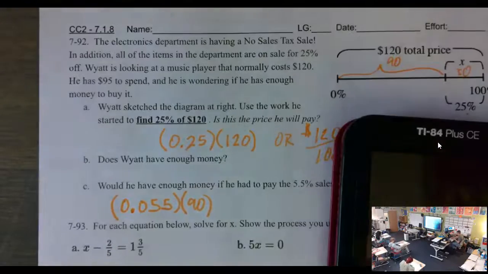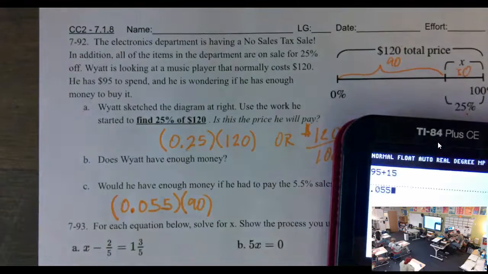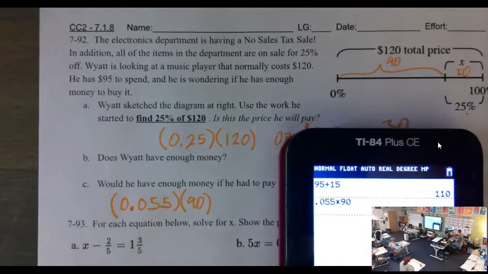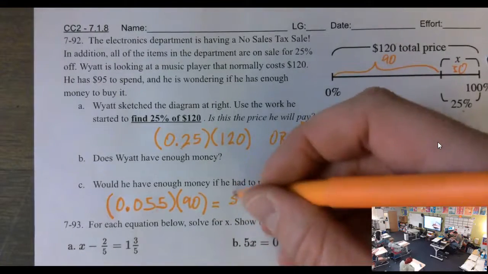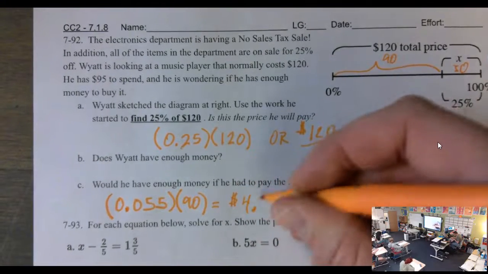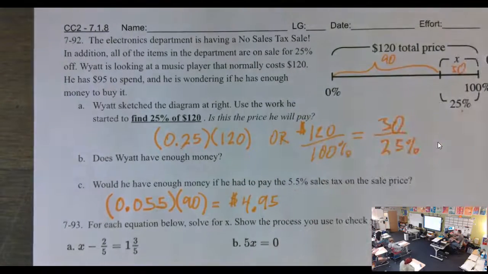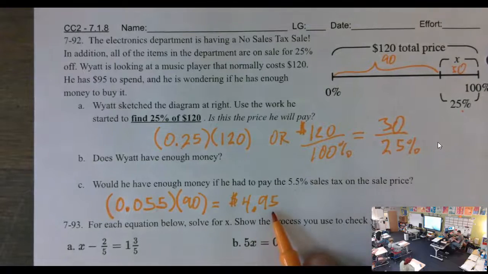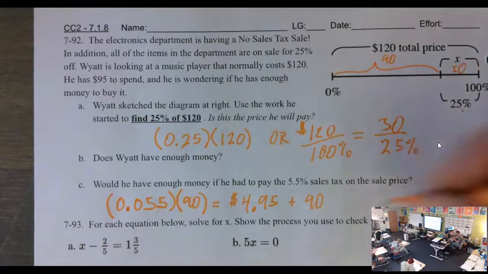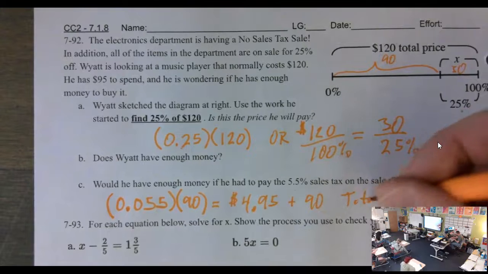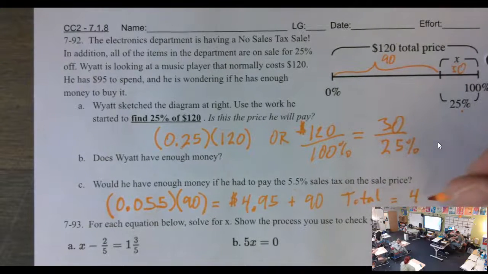Let's say they realize, oh wait, we need to charge you tax. So $4, ooh, $4.95. Would he still have enough money? Yep. Yeah, only by 5 cents though. So that's the extra tax that's going to be added onto his 90. So his total is $94.95.